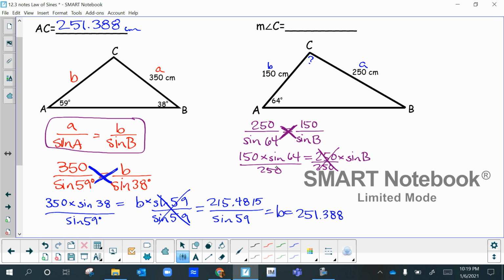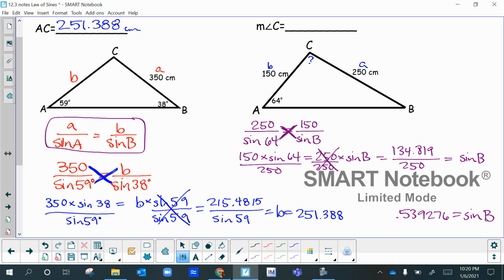All right, so let's use our calculator now. I'm going to do 150 times 64 sine equals, so this equals 134.819. And don't forget, I still need to divide that by 250, and that's going to equal sine of B. So I have that long number in my calculator. I'm going to leave it there. So I'm going to divide by 250, which equals 0.539276. Remember, that equals sine of B.